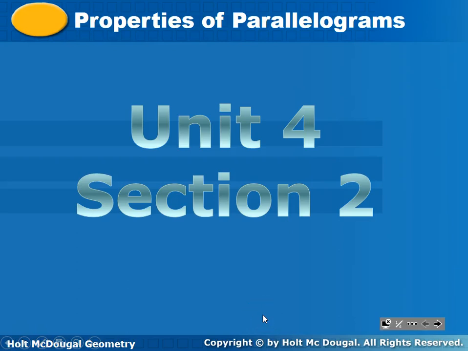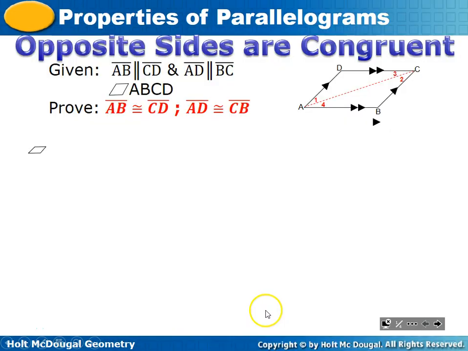So today for Unit 4, Section 2, we're going to go over the properties of parallelograms, and we're going to do the proofs that pertain to them. So this first proof, we are given that AB is parallel to CD and AD is parallel to BC, and that we have a parallelogram ABCD. So we're going to prove that sides AB and CD, which are opposite sides, and AD and CB are congruent.